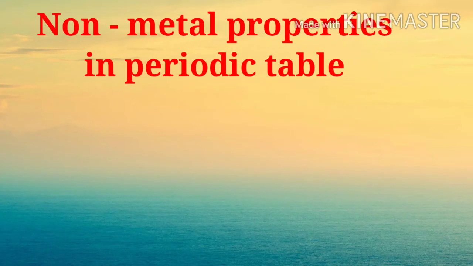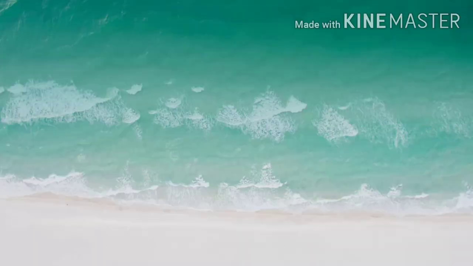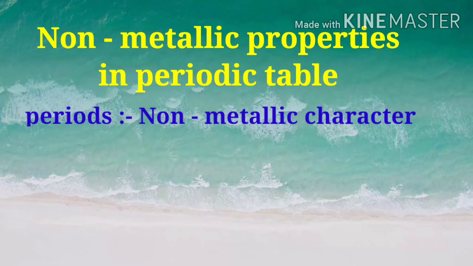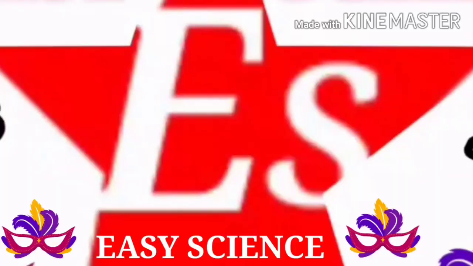Non-metallic properties, trends in the periodic table. Group. Non-metallic character decreases from top to bottom in a group. Non-metallic properties, trends in the periodic table. Period. Non-metallic character increases from left to right in a period.